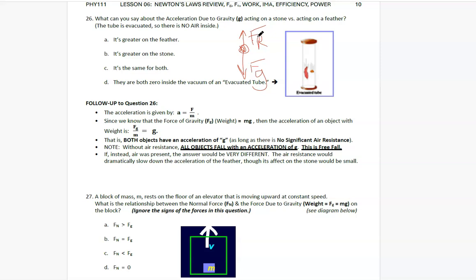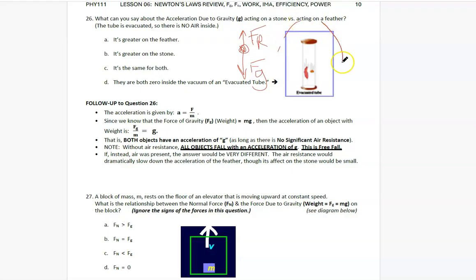But a feather, the instant you drop a feather, the air resistance builds up immediately because the feather has lots of surface area, it catches lots of air, it has lots of friction with the air, and therefore lots of air resistance force pushing it up as the gravity is pulling it down. So in that case, they don't have the same acceleration.